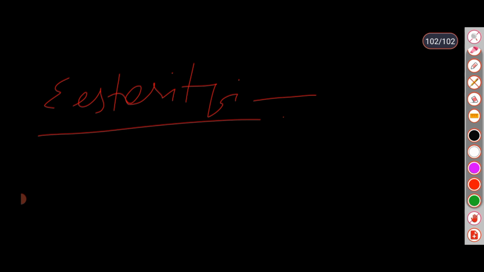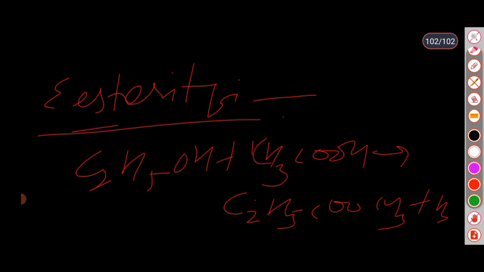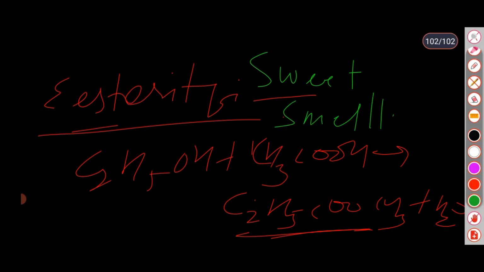Next is esterification. Esterification is the process in which alcohol C2H5OH combines with acetic acid CH3COOH to give ester C2H5COOCH3 along with water. This is ester. Esters are the sweet smelling substances.